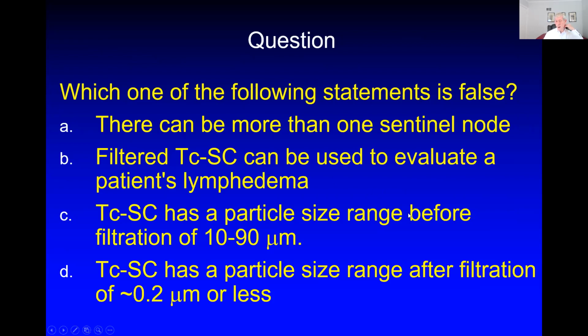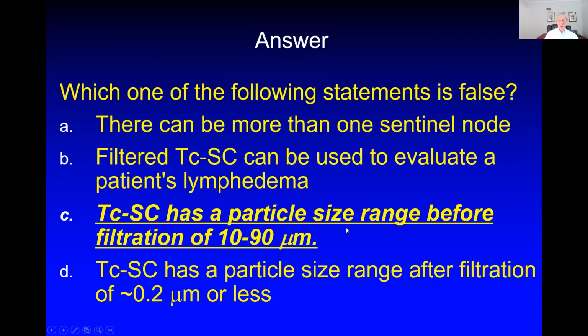Sulfur colloid prior to filtration has a particle size of 10 to 90 micrometers. That is totally false. That is the particle size range for MAA. Sulfur colloid starts out at about 0.1 to 2 micrometers, and after it's filtered, it's all less than 0.2 micrometers. So this says sulfur colloid has a particle size range after filtration of 0.2 micrometers or less. That is true. So the only false one here is choice C. That's this one that's marked false.